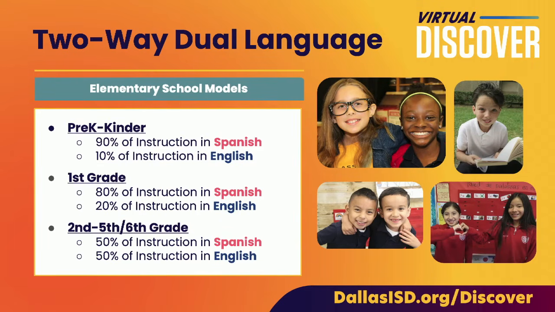By the time the students reach second grade, all the way to sixth grade, the model becomes 50-50, meaning half of the instruction is in Spanish and half is in English. At this point, the students are working with confidence in both languages across all the subjects. This instructional progression is designed to help students become fully bilingual, biliterate, and academically successful in both languages. And that is all from me. Thank you.